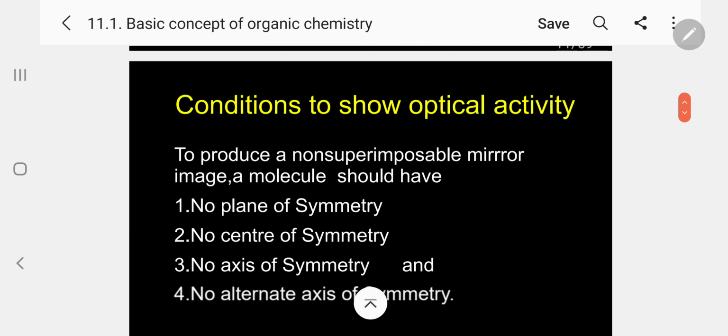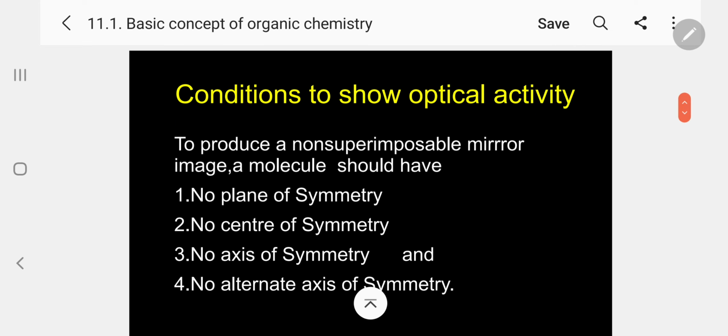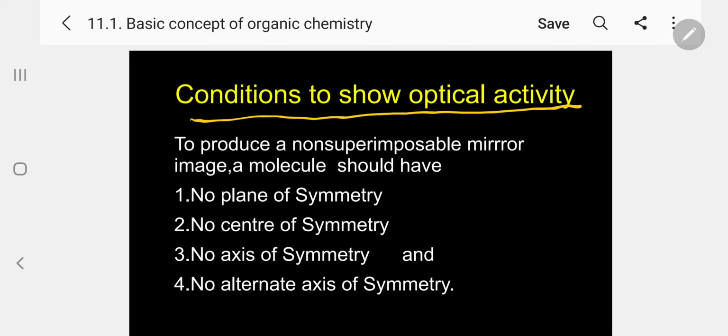Let me come to the conditions. That is theoretical, and that is experimental. Experimentally, we determine the optical activity using plane polarized light, using a polarimeter. But what are the conditions? Theoretically, if any question is asked in the examination on how to find out whether a compound is optically active or not, what are the conditions to show optical activity?